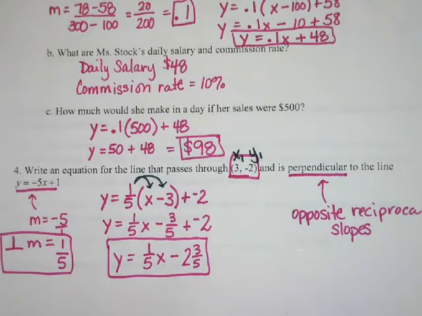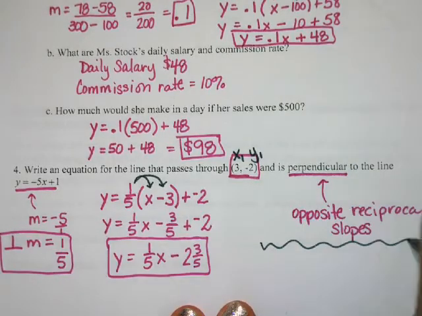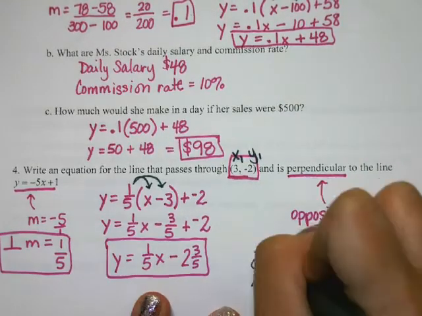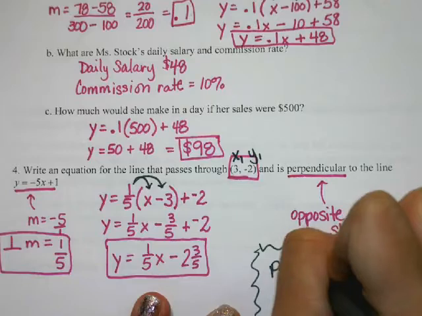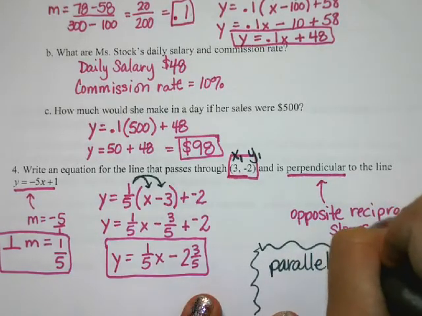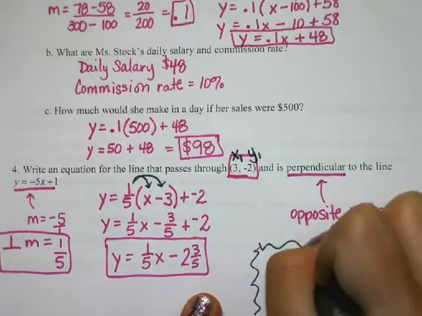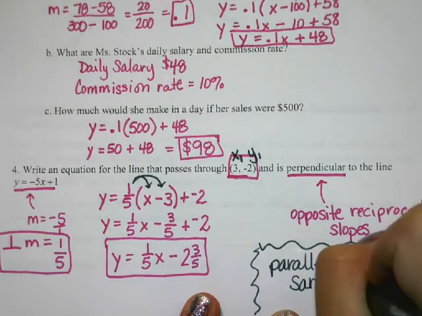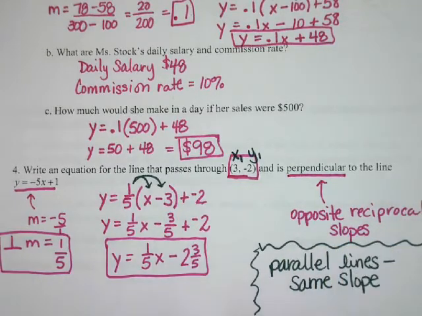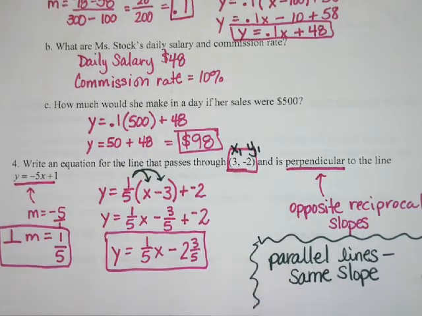Okay, what if it would have said parallel? What kind of slopes do parallel lines have? The same. So if that would have said I want a line that's parallel to this one, then I would have used the same slope. Okay, so perpendicular lines have opposite reciprocals. Parallel lines have the same slope. Okay, questions on writing equations of lines?